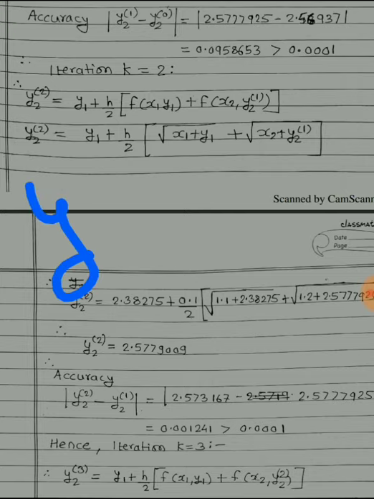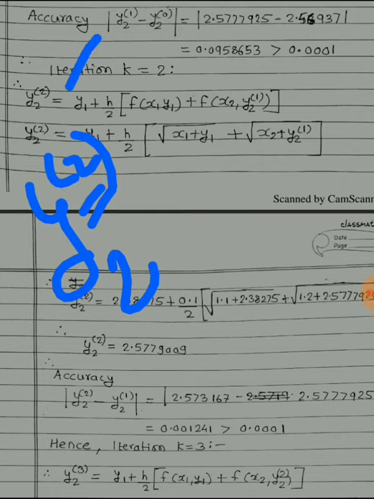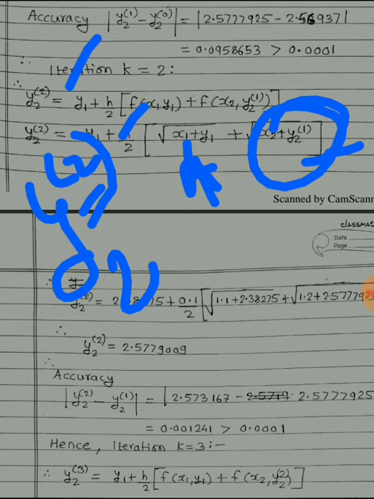In the second iteration, y2 of 2, y2 raised to power 2 is equal to y1 plus h by 2, f of x1 y1 becomes square root of x1 plus y1, plus f of x2 y2 becomes square root of x2 plus y2 raised to power 1. y2 raised to power 1 is the value which is already calculated here.